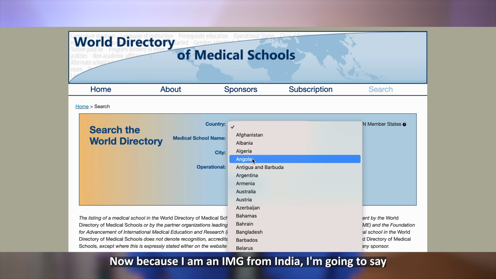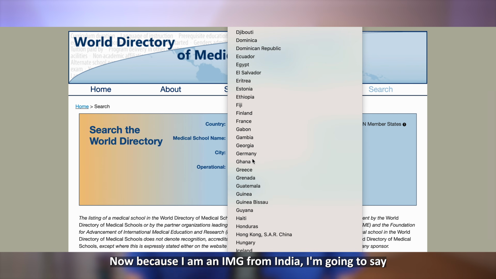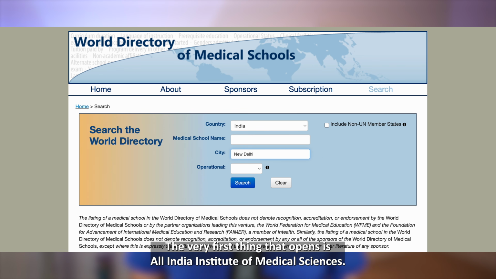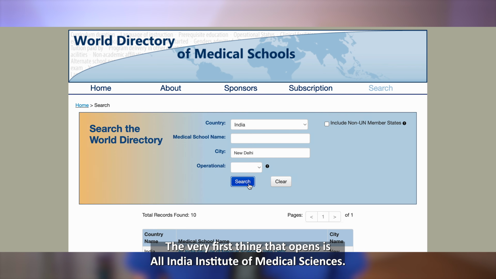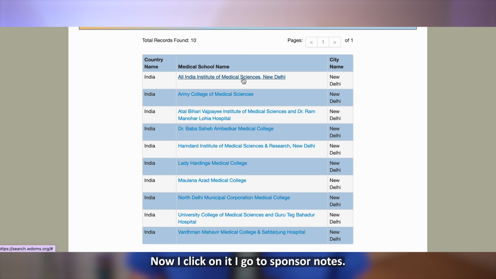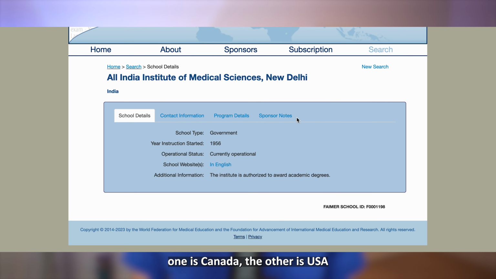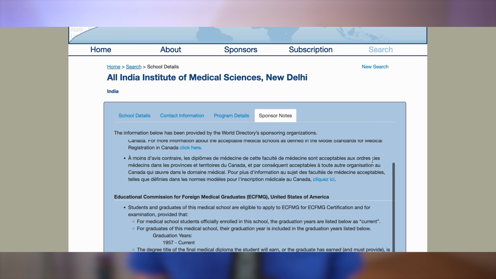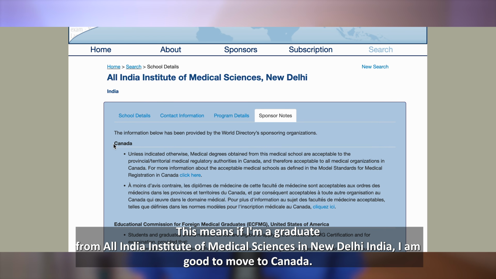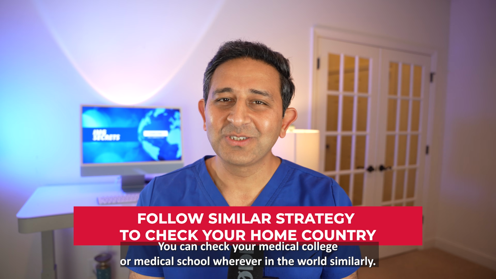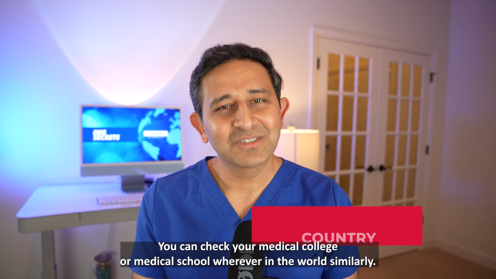Now, because I am an IMG from India, I'm going to say India in the country and I'm going to say New Delhi in the city. The very first thing that opens is All India Institute of Medical Sciences. Now I click on it, I go to sponsor notes, I see 2 options. One is Canada, the other is USA. This means if I'm a graduate from All India Institute of Medical Sciences in New Delhi, India, I am good to move to Canada. You can check your medical college or medical school wherever in the world similarly.